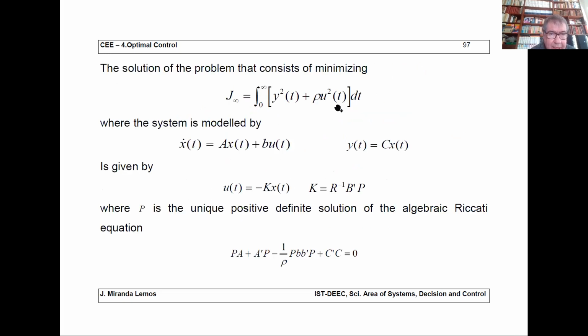When you want to minimize this infinite horizon, don't forget it's an infinite horizon cost, quadratic cost that depends on the output, then the result is state feedback, and the feedback gains are computed according to this formula where P satisfies this so-called algebraic Riccati equation, in this particular case.